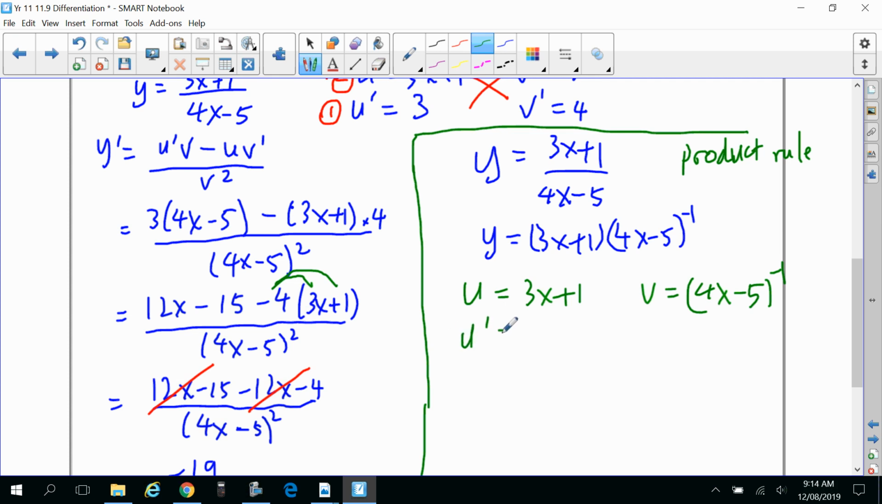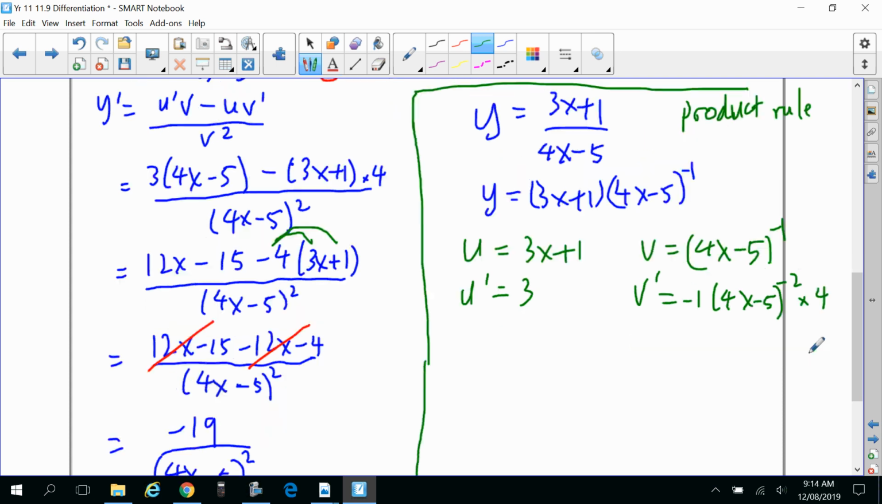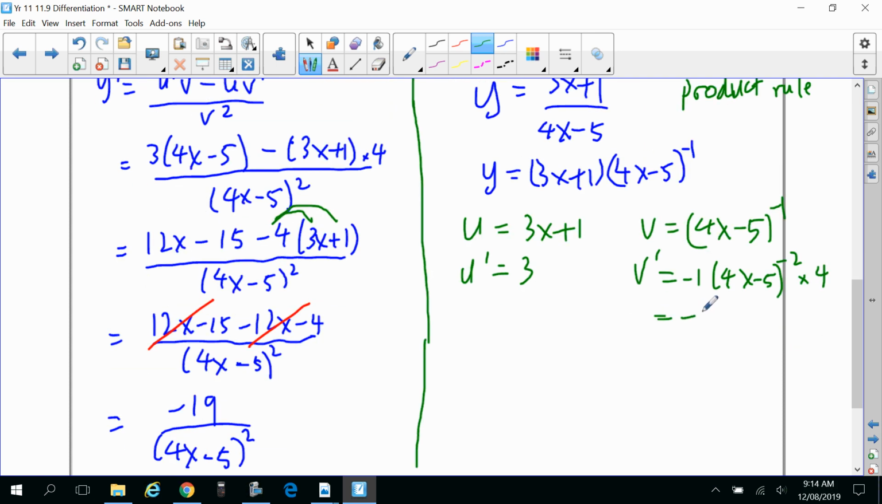Don't trust me. It's okay. u dash is 3. That's okay. Or that guy, okay. Well, still not too bad. I just have to take the negative 1 down. 4x minus 5 to the power negative 2 times 4. Like that. And then make sure you just do one extra step so that you don't lose the negative. And then we're going to cross multiply. Again, this guy first, then second, right? See, 1 and then 2.